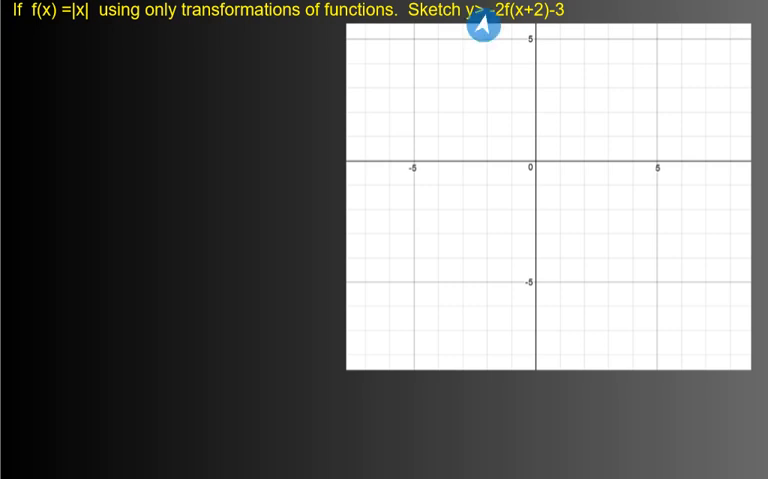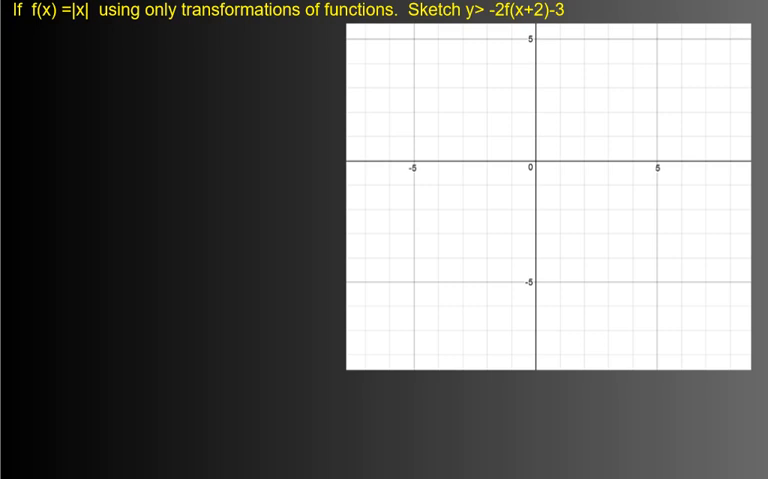A negative in front, vertical flip again. 2 in front is a vertical stretch. We've got a plus 2, which is a shift to the left. And then minus 3 on the outside, which will be down 3. And these transformations are really important. They're probably one of the most important. I would honestly put them in the top 3 things you should know from Algebra 2 going into pre-calc and things like that.